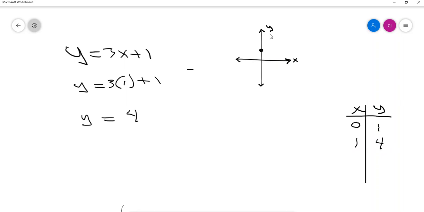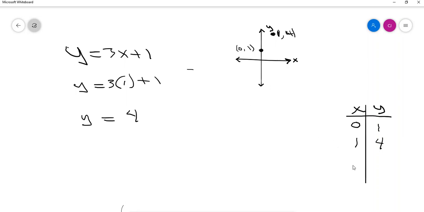1, 4. All right. So I have 0, 1. Just to remind me, that's the point 0, 1. This is 1, 4.